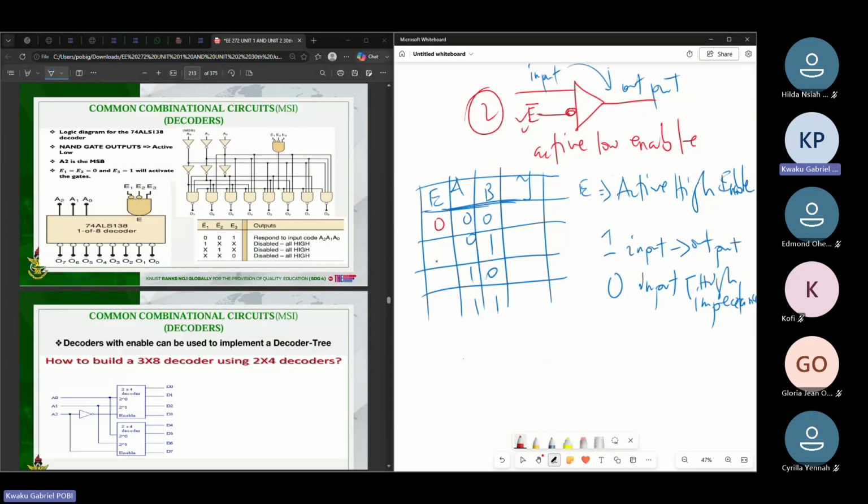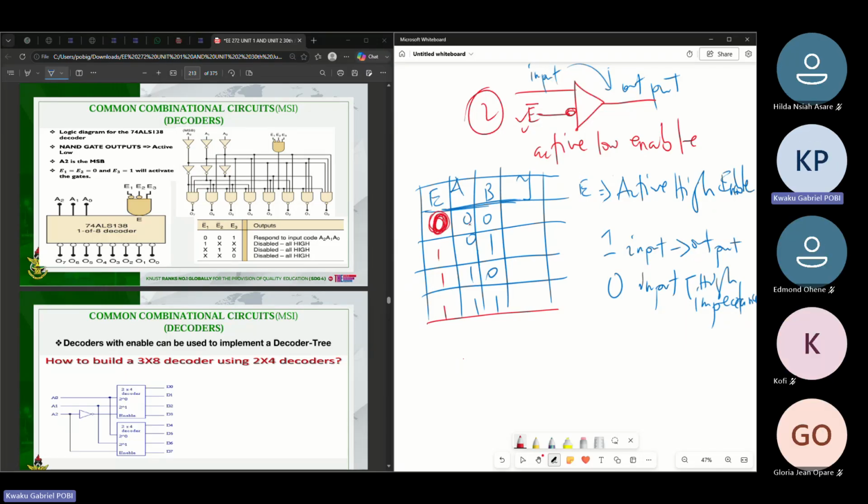If I place 0 here, 1 here, 1 here, 1 here, what that will mean is, when this guy is 0, whichever input that you have here will not be seen at this output. So here it will be a dash. Let's use a dash for it. It will be seen as an impedance in a way. So I can even use Z as impedance, because we represent Z as impedance in electrical engineering. So it's seen as an open circuit.